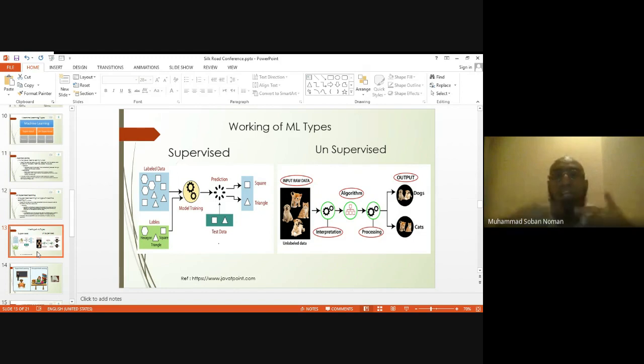And that is defined on the left portion of this diagram, in which we have some data, like hexagon, square, and triangle. And we have labeled them: this is the triangle, this is the square. We explained it like 1 + 1 = 2, 1 + 2 = 3. We simply labeled it and gave it to the model, and it predicts what is the square and what is the triangle.